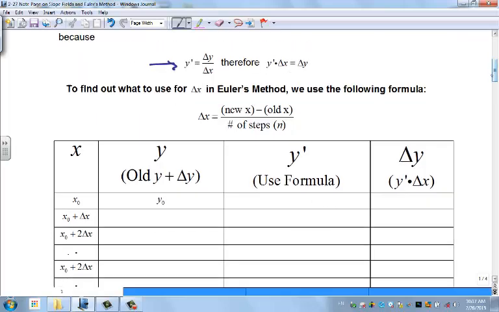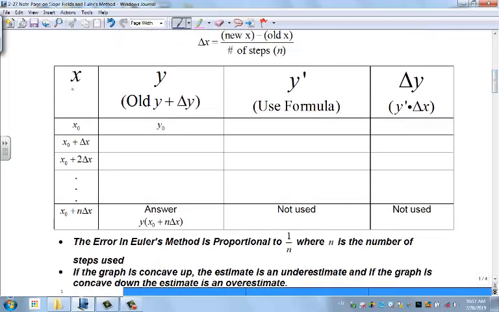So let me show you what a chart would look like. Basically you're going to have x, you're going to have y, you're going to have y prime, which you will use a formula to get, and then you'll have delta y. Now your initial value will be given to you, so you'll fill in these two values, and then everything else you'll get by using your formula to get y prime, finding delta y by doing y prime times delta x, which is going to be a set value, and then you add your delta y to your old y in order to get a new y. All right, and you do those same steps until you get to an answer.